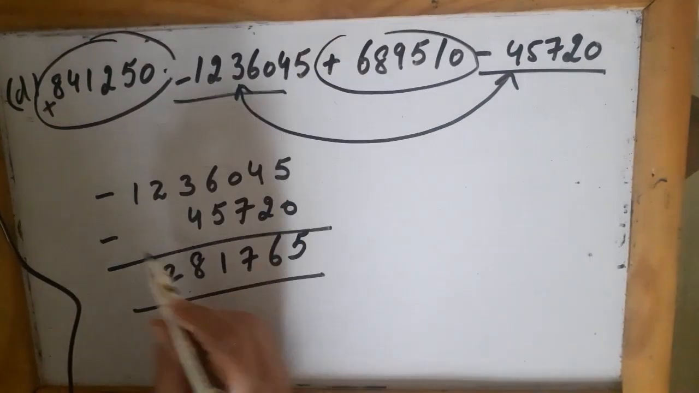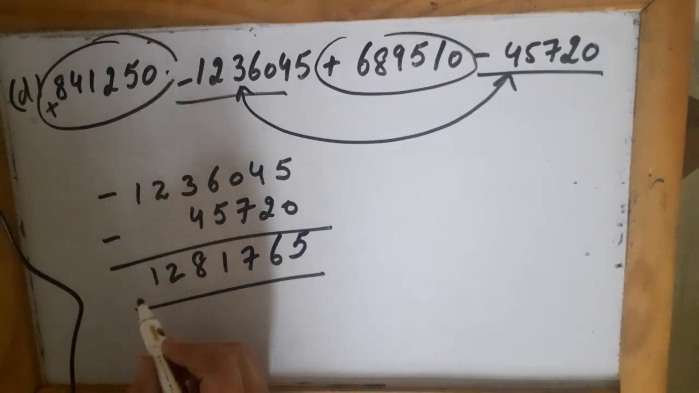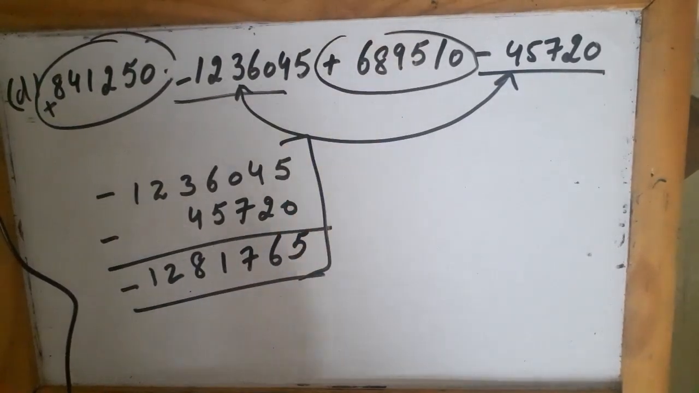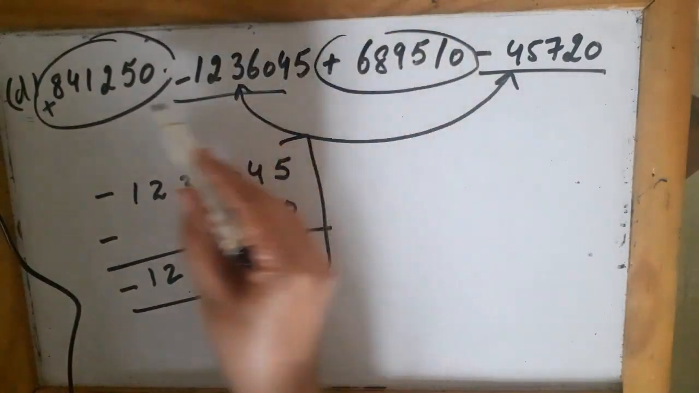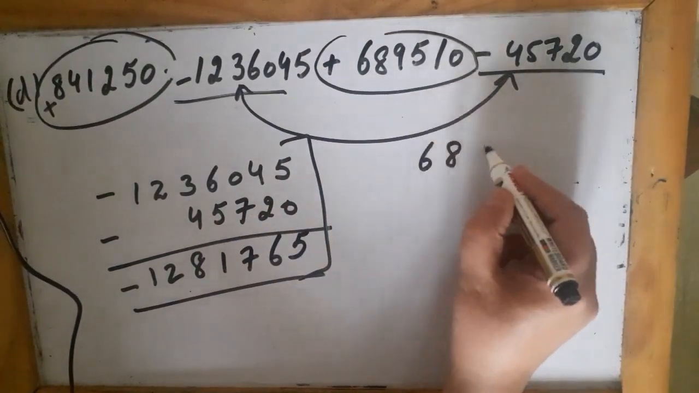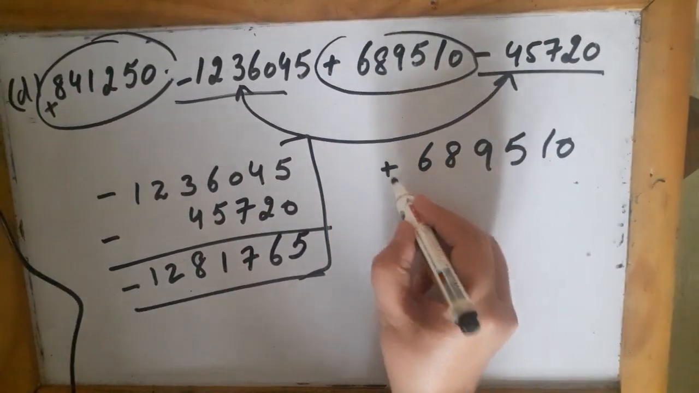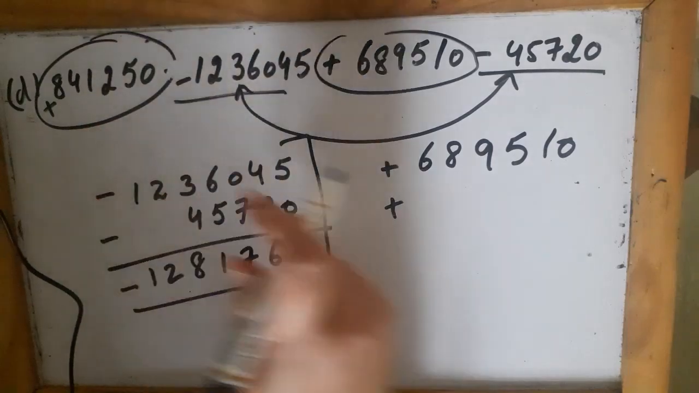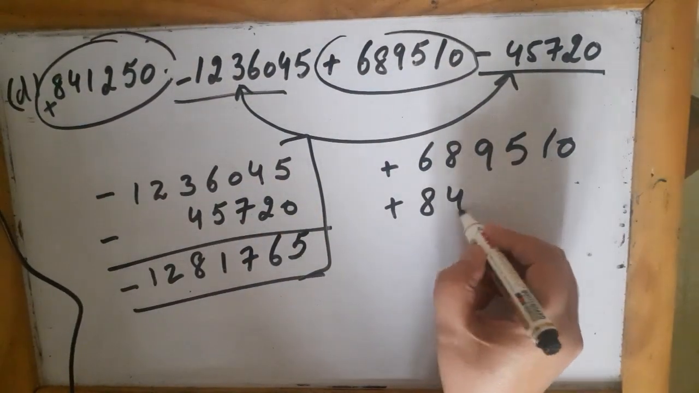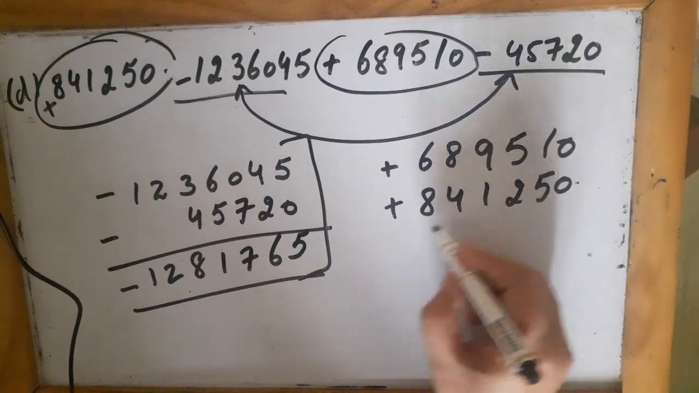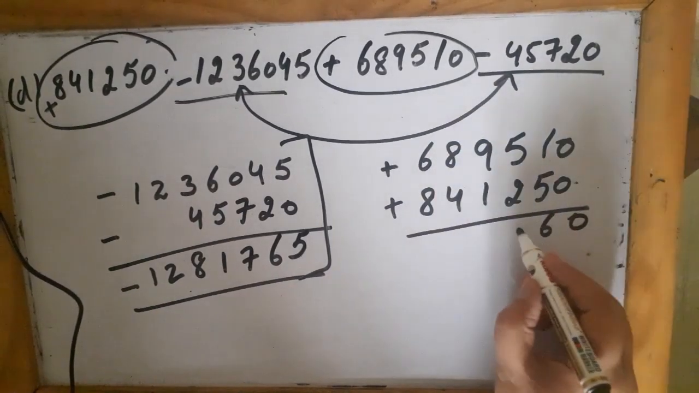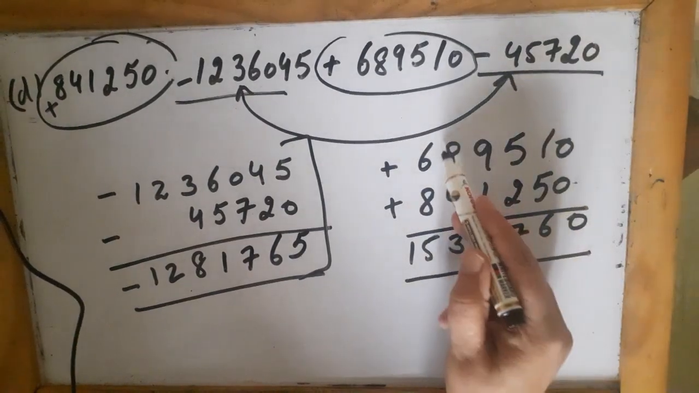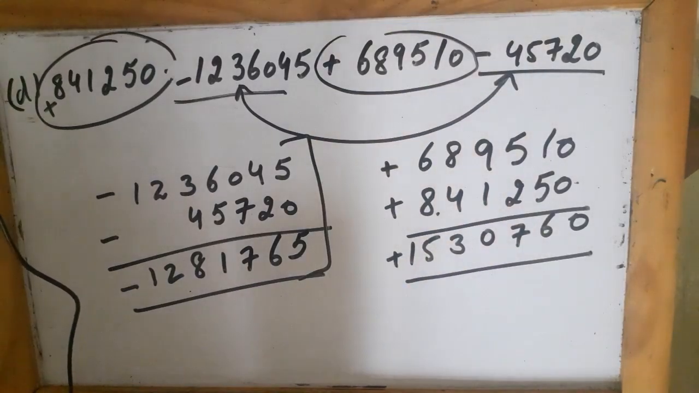So you get this, and because these two numbers are negative, my answer also will be negative, but I have added both of the numbers. Now I will take the rest of the numbers. 689510, this is a positive number which has a sign of plus in front of it, and this number also is positive. So now what you will do is you will add both of them. Because these two numbers are positive, this also will be positive.